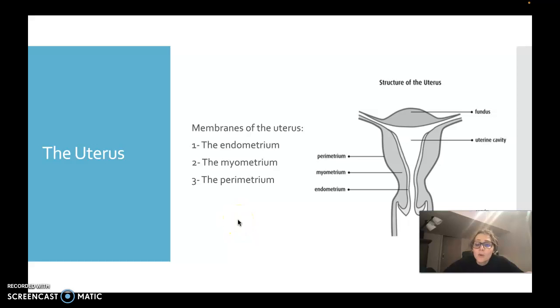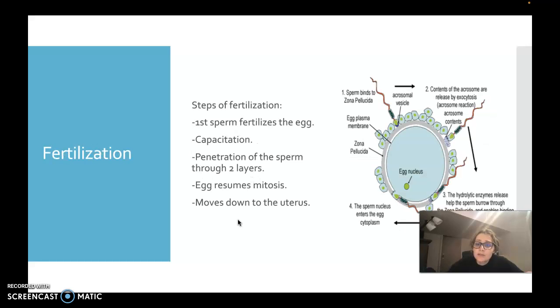Now that we know what the basic parts of the female reproductive system are, we're going to go into discussing the fertilization of the egg. The first part of any embryonic development would be the fertilization of the egg, or oocyte, which should be fertilized by a sperm. The fertilization happens as soon as the first sperm fuses with the egg.